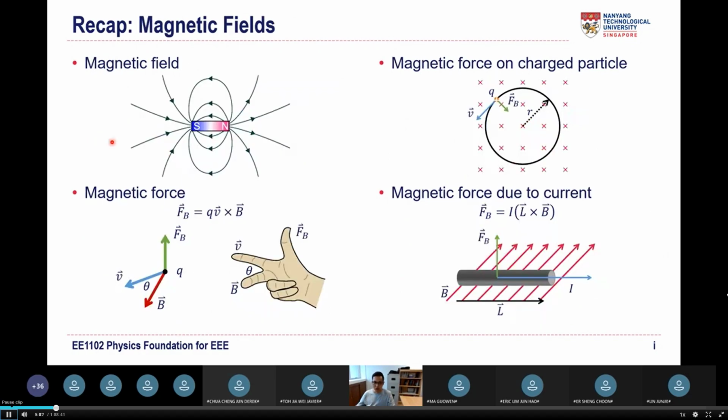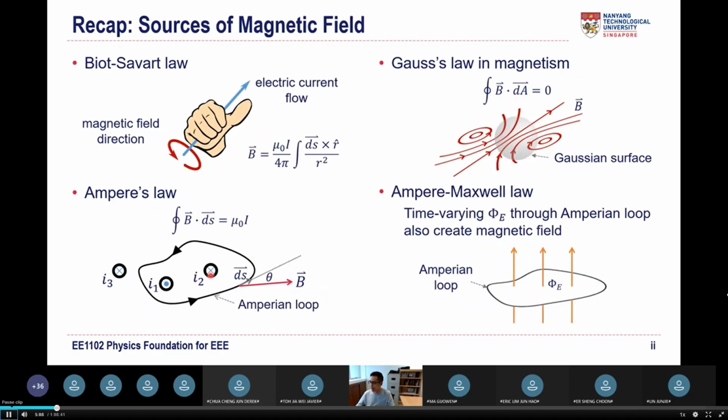So everything is done with your right hand. The cross product for calculating the magnetic force and also calculating the magnetic field, you just use your right hand. Just make sure you don't use the left hand when you are trying to solve this kind of questions.